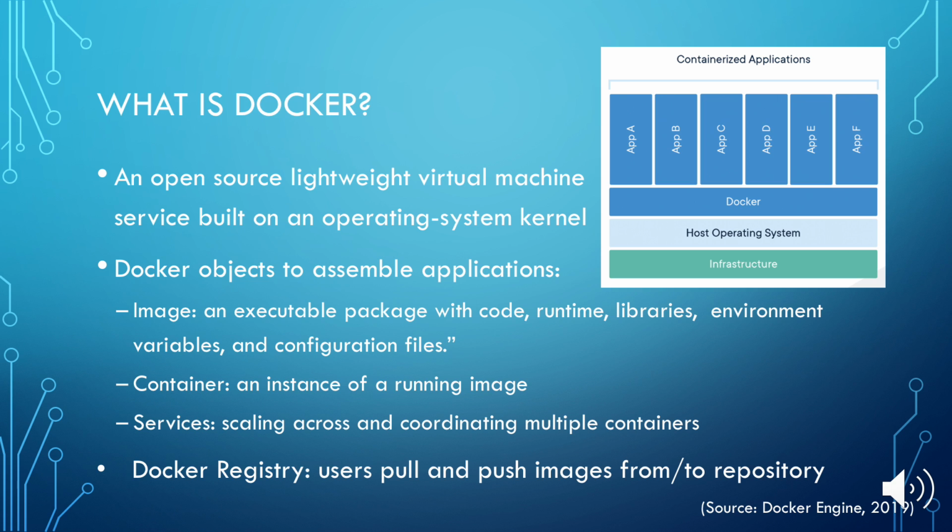The second object is the container, and a container is somewhat of an abstract concept. It is an instance of a running image. One can think of the image as being on disk and the container being in flight. Third are services that offer scaling and coordination across multiple containers. Docker also offers a registry and Git-like capabilities. Users can share by storing their images within a repository, and pull and push them.